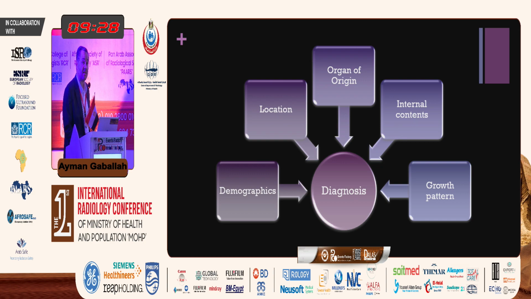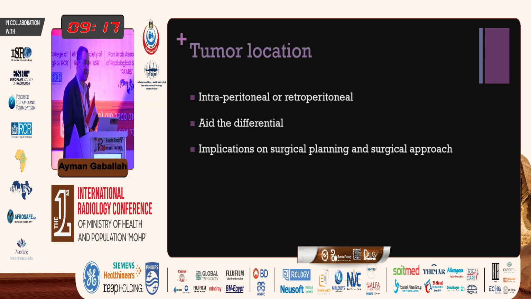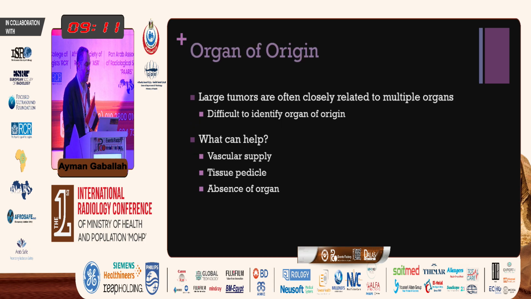If the mass is arising from the kidney, it's going to be easy for us to classify it. And the internal contents, whether the mass has fat or doesn't have fat, and the growth pattern, as we will see. So starting with tumor location, as I said, intra versus retroperitoneal masses, because this will affect the surgical approach, as we will see. And the organ of origin: sometimes we can find it easily, but other times, especially with big masses, we cannot find the organ of origin.